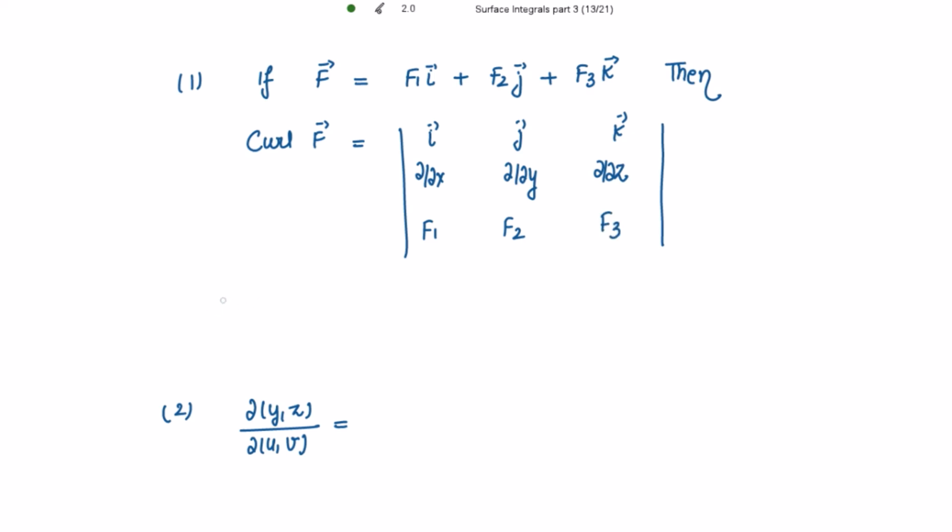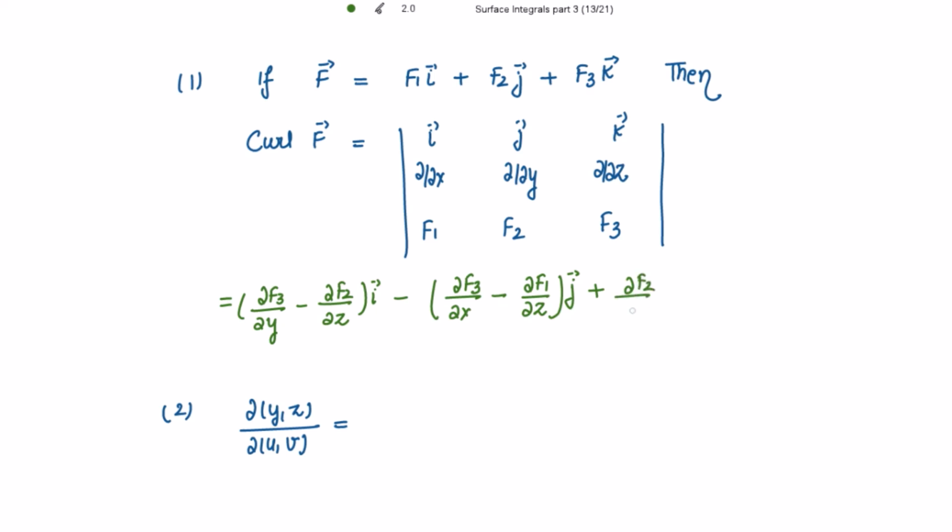So how do we open this? This is equal to partial derivative of f3 with respect to y minus partial derivative of f2 with respect to z, and then i vector, minus partial derivative of f3 with respect to x minus partial derivative of f1 with respect to z, and here we write j vector, then plus partial derivative of f2 with respect to x minus partial derivative of f1 with respect to y, and writing here k vector.